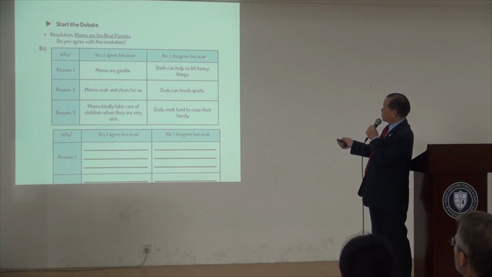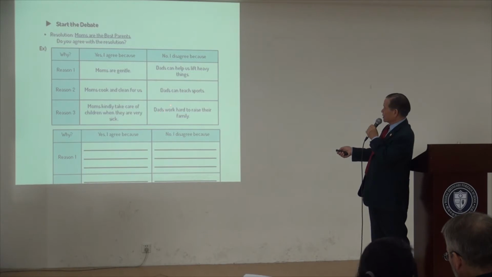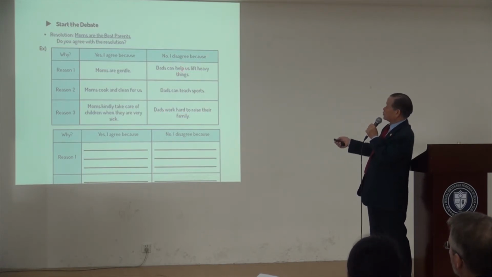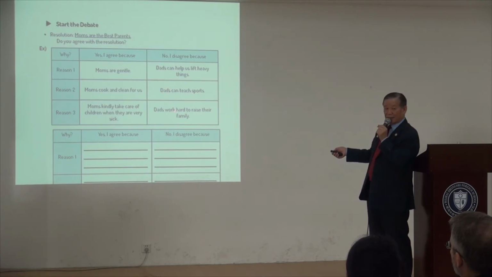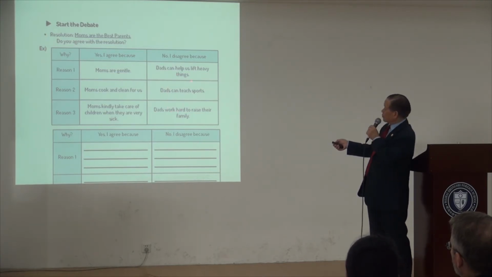This is the negative team. No, we disagree because dads can help us lift heavy things. Mom cannot help. Dads can teach sports. Mom can, but dad can too. Dads work hard to raise their family. In the negative team, they can say like that as a reason, from the first strongest reason, 1, 2, 3, like that.